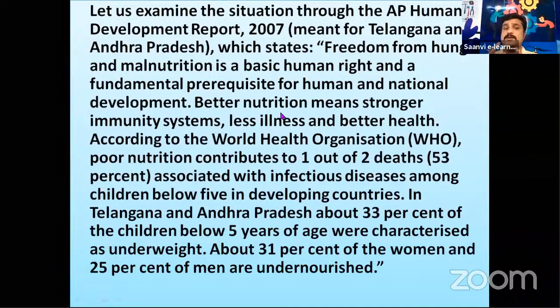About 33% of the children below 5 years of age were characterized as underweight. What is underweight? When we see their age, their weight is very low, very lean, due to lack of proper nutritious food. About 31% of the women and 25% of men are undernourished. What do you mean by undernourished? Having insufficient food.